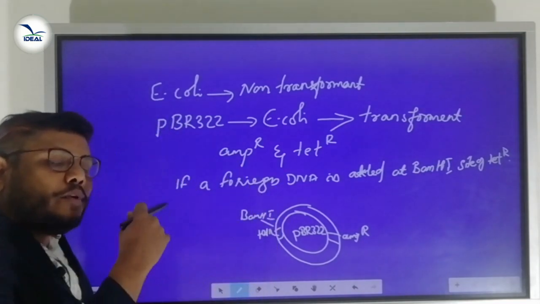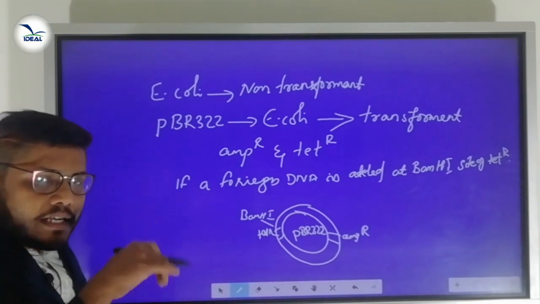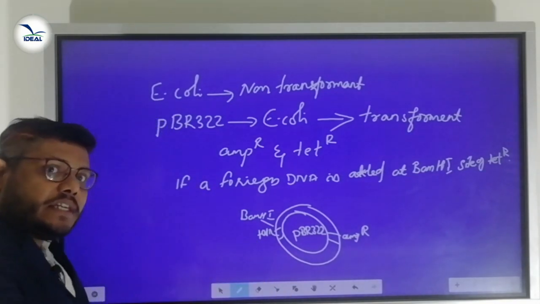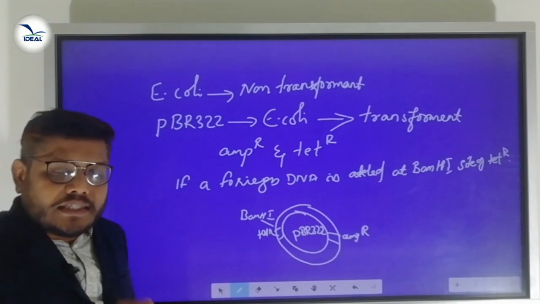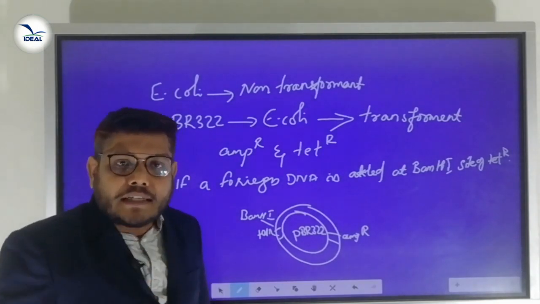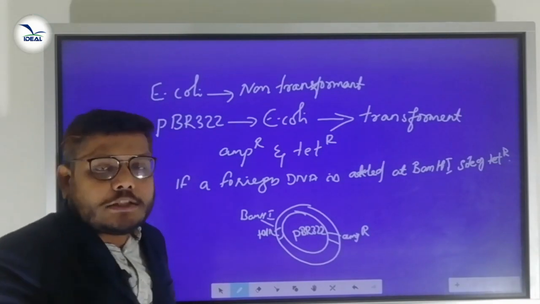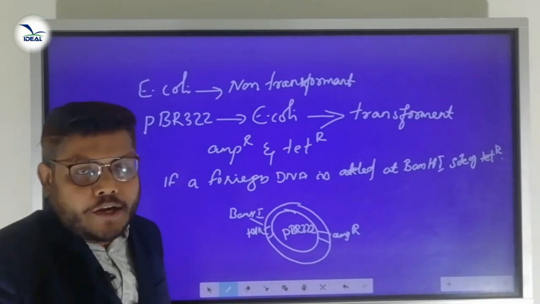So that particular foreign DNA lost the tetracycline resistance. That is the reason why that particular transformant will not grow in the tetracycline resistant medium, but it grows in which one? Ampicillin resistant medium. This is the way we can select the transformant from non-transformant. This method is called inactivation of antibiotics.